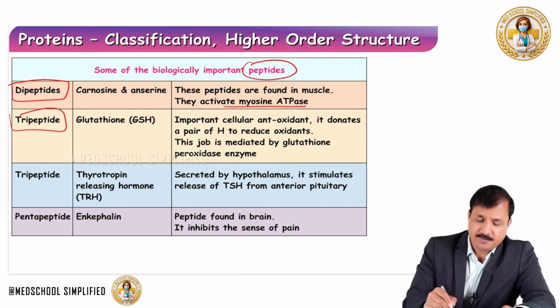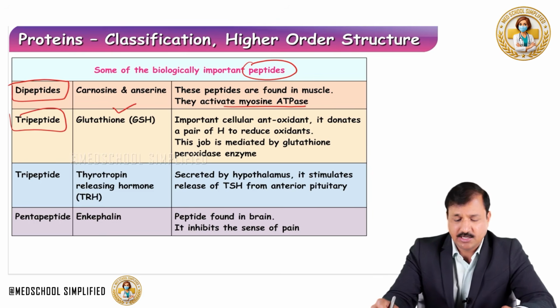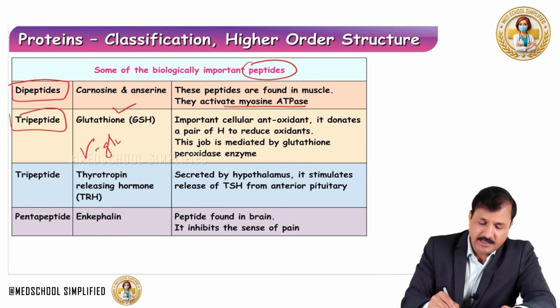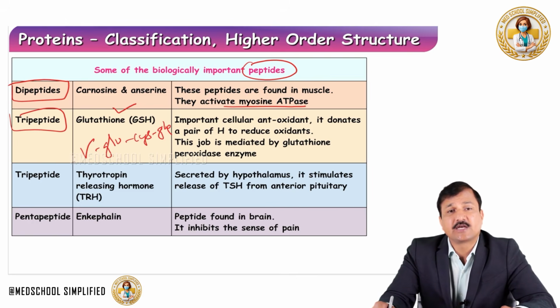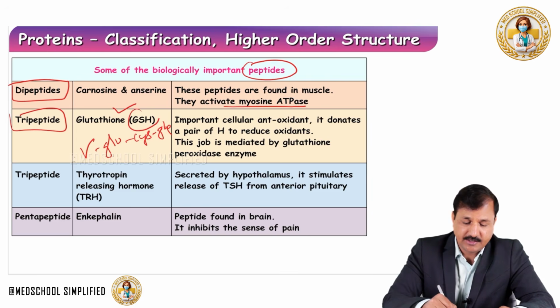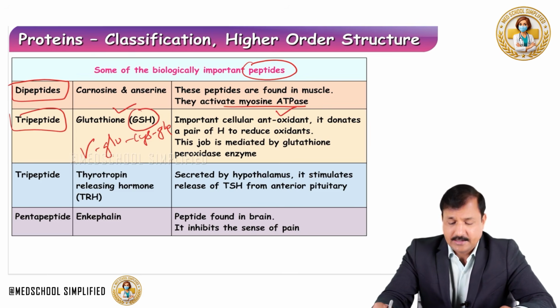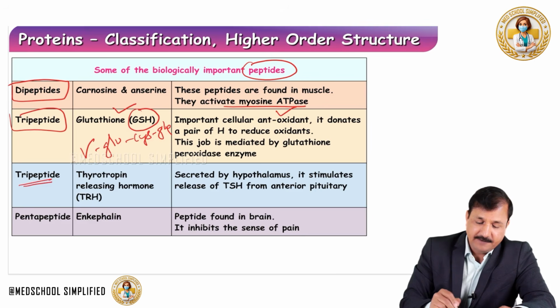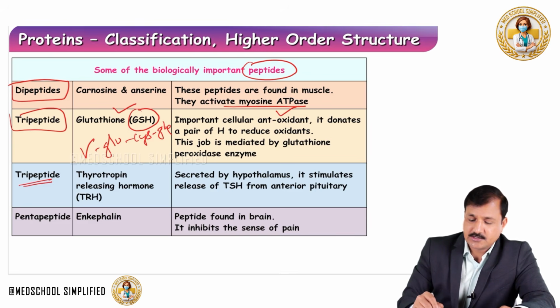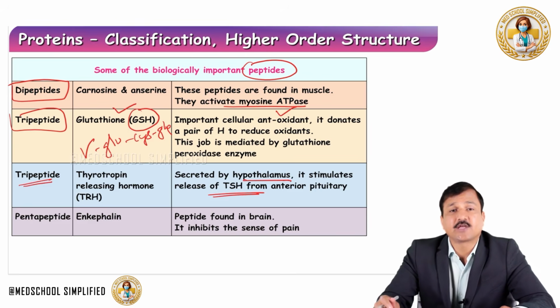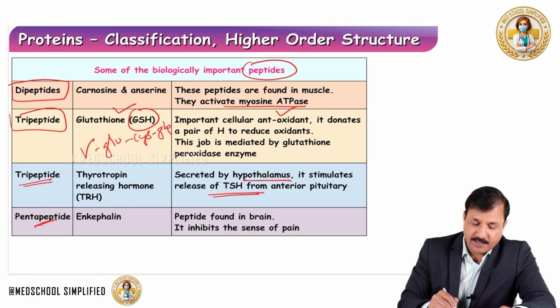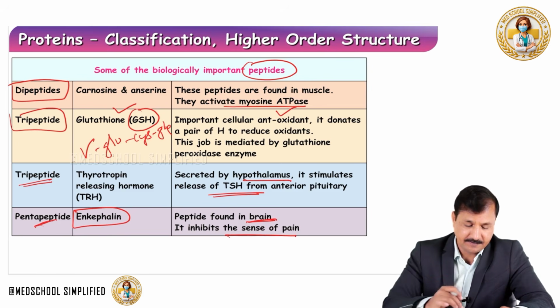Then for tripeptide examples, we have glutathione, GSH. Glutathione is gamma glutamyl cysteinyl glycine, which in reduced form is called GSH. It is an important intracellular antioxidant. Remember that. Another tripeptide example is thyrotropin releasing hormone, which is secreted by the hypothalamus and helps in release of thyroid stimulating hormone. For pentapeptide, we have enkephalin, which is found in the brain and inhibits the sense of pain.